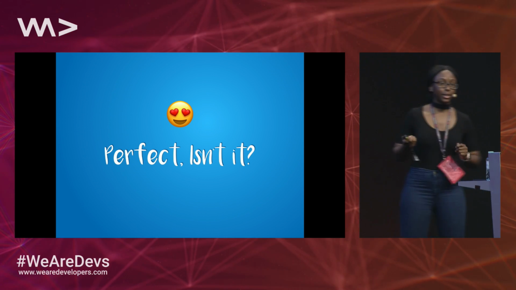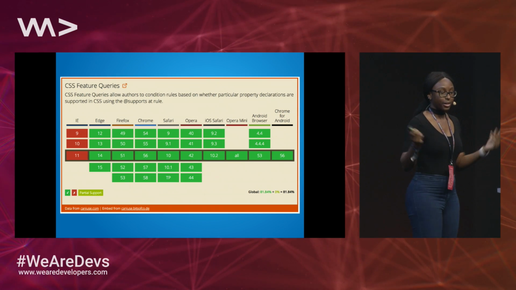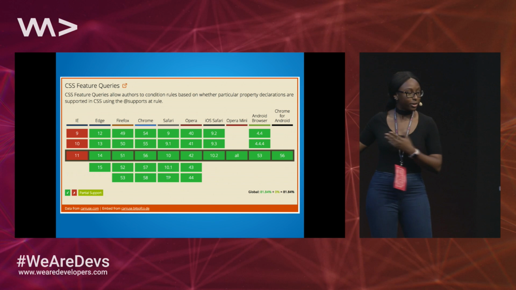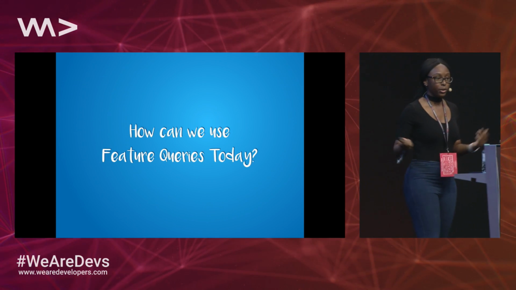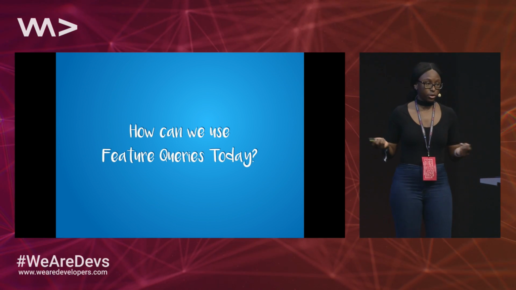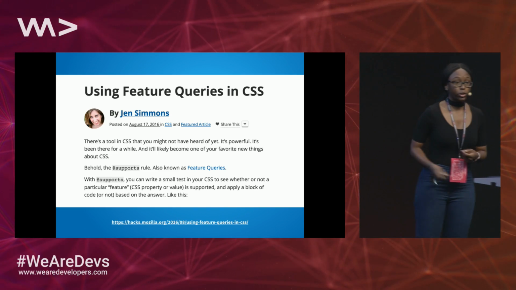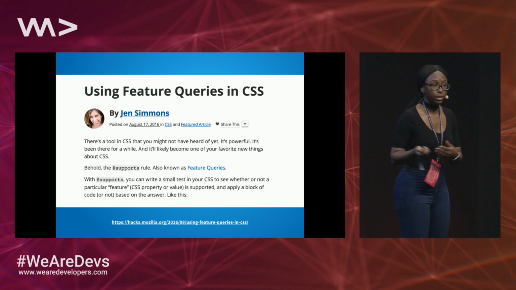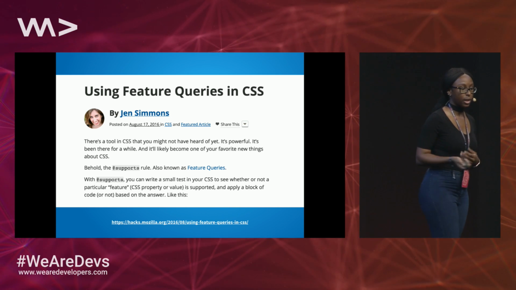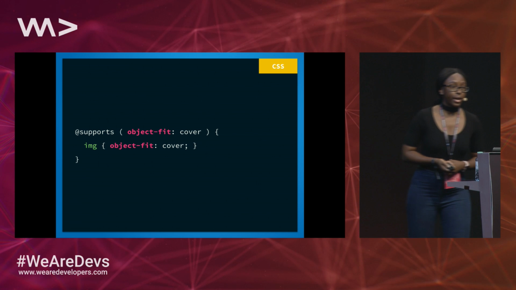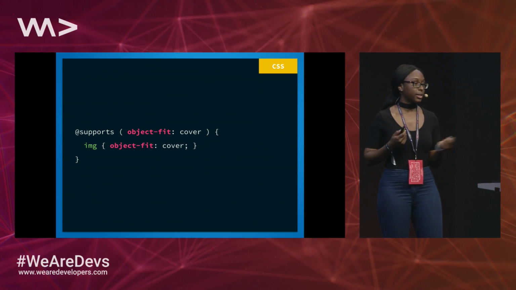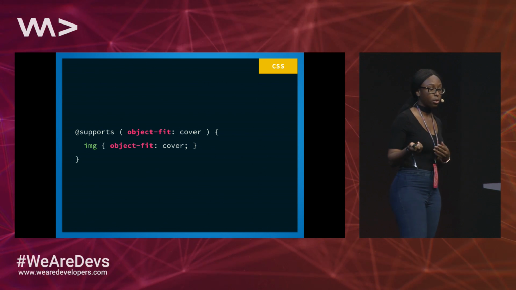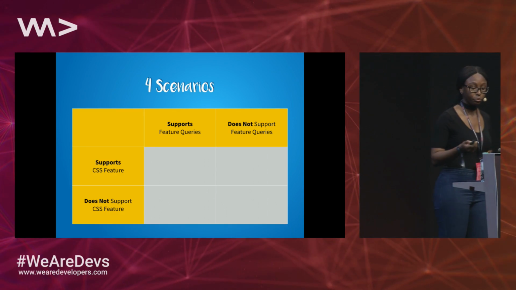It's pretty perfect, right? And yeah, it's very well supported. Oh, another thing where Opera Mini is actually green. And how can we use it today, given that not all browsers actually support it? John Simmons wrote a really good article about it, even back when it wasn't as well supported as it is now. And you just take this example, and here we're trying to detect if object fit cover is available, and then we apply it.